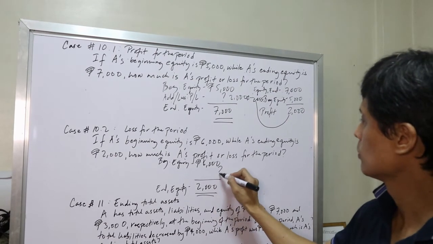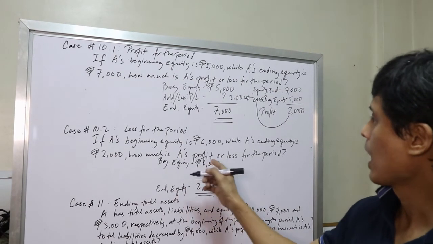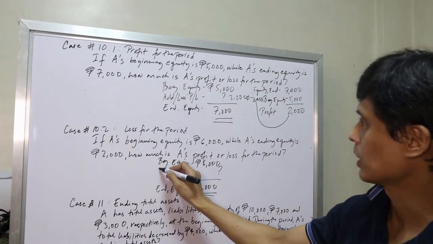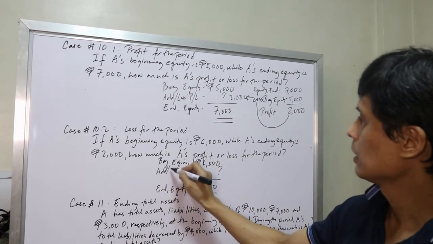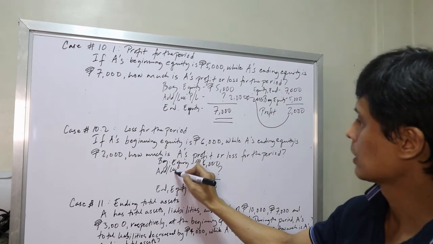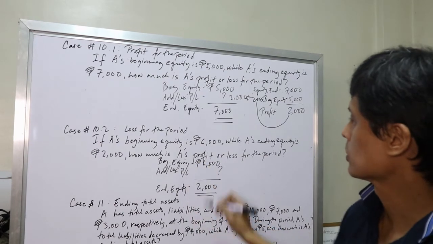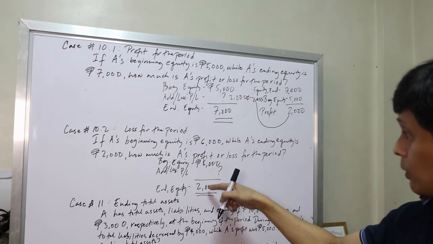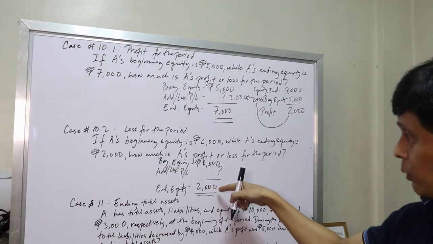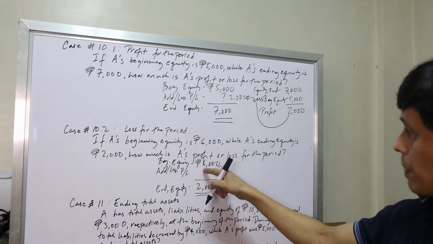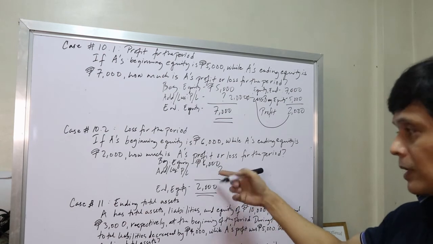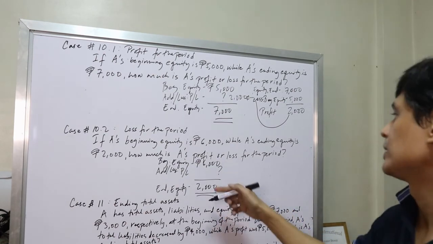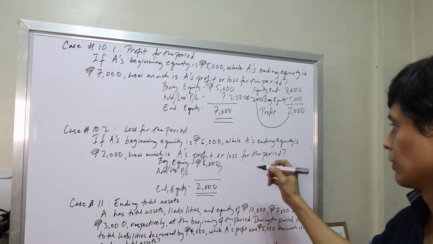So, ito yung hinahanap natin. How much is A's profit or loss? So, again, add or deduct profit or loss. Now, since makikita natin na nabawas, na parang lumiit yung equity niya, therefore, negative. Dyan pala makikita natin, if we squeeze the amount, it's negative 4,000.